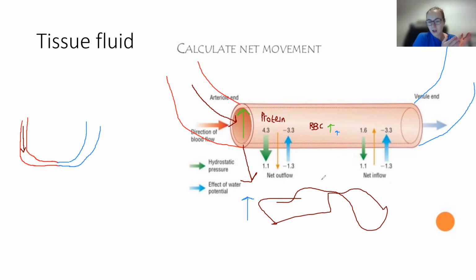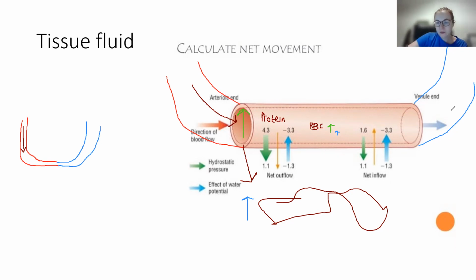So now we get to the end of our capillary bed, the venule end. Now we've got loads of tissue fluid. We don't want loads of tissue fluid left in our bodies. If we've got too much fluid, that's where things start to swell. Your ankles start to swell. You end up with fluid in your lungs and things like that. So it's not a good sign. So we need to try and get all that fluid back into our blood.